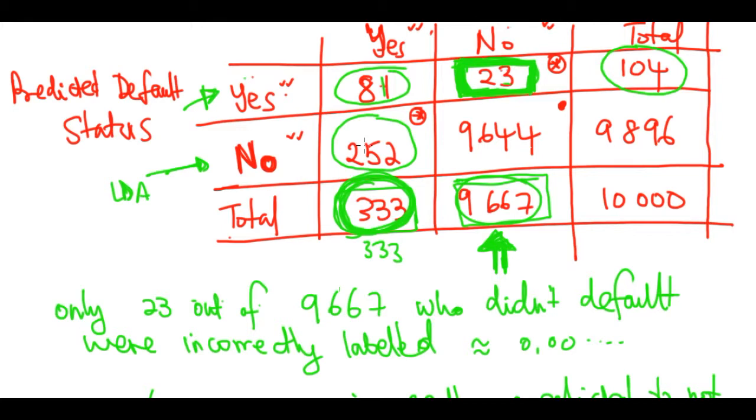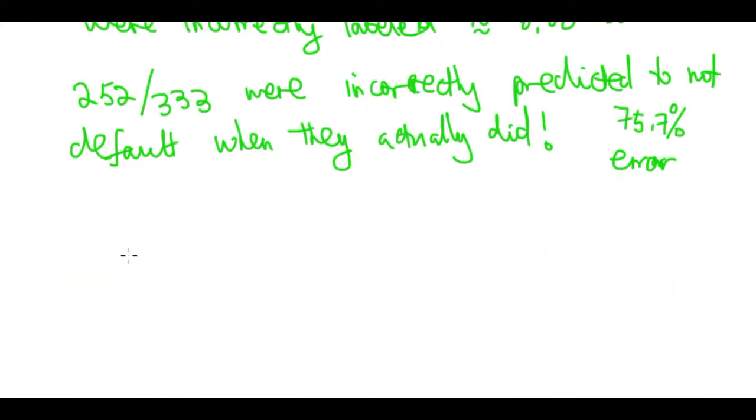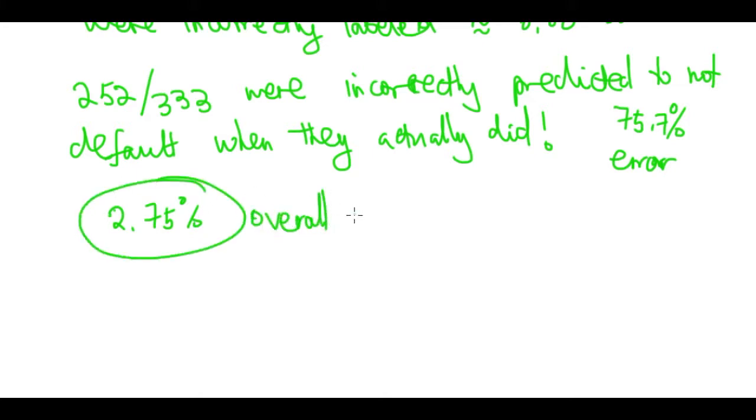If we run this LDA and you look at the overall error rate, it is going to be something close to 3. It's going to be something like 2.75. That is the overall error rate of our LDA, the one that would be given out by, let's say, a programming language like R.